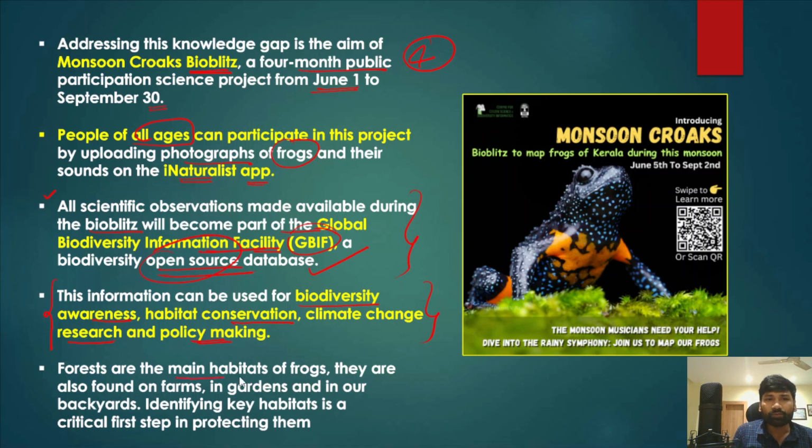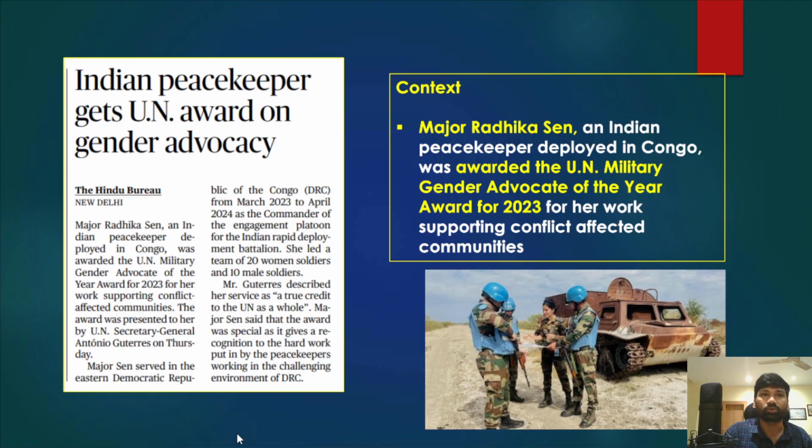And in fact, when we talk about the habitat of frogs, forests are known as the main habitats of different frog species, and they are also found in farms and gardens or the backyards of people. It is very important that we identify the key habitats of these frog species, as identifying them is a critical step to protect them. Okay, so that is with respect to the BioBlitz, which maps frogs of Kerala during this monsoon season, and this project is known as the Monsoon Croaks Project.